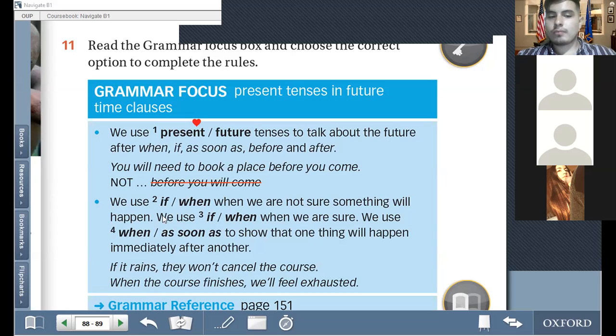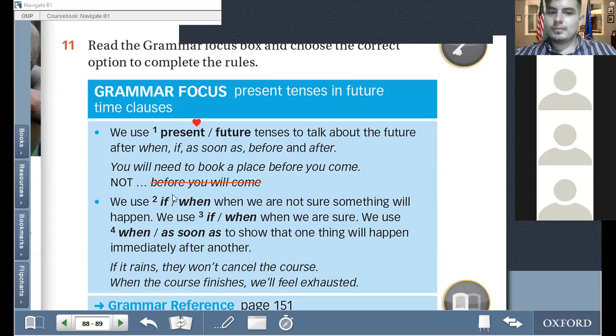Now, number two, we use if or when we are not sure something will happen. The answer is, take your time. If. Very good job. We use if when we are not sure something will happen. All right, let me continue. We use, well, the answer is quite obvious, when we are sure, right? We use when or as soon as to show that one thing will happen.